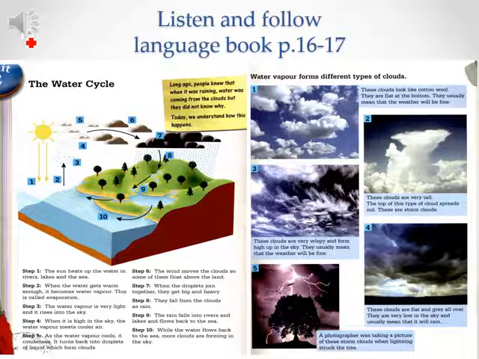Unit 2, page 16. The water cycle. Step 1. The sun heats up the water in rivers, lakes, and the sea. Follow in your book, please. Step 2. When the water gets warm enough, it becomes water vapor. This is called evaporation. Step 3. The water vapor is very light and it rises into the sky.